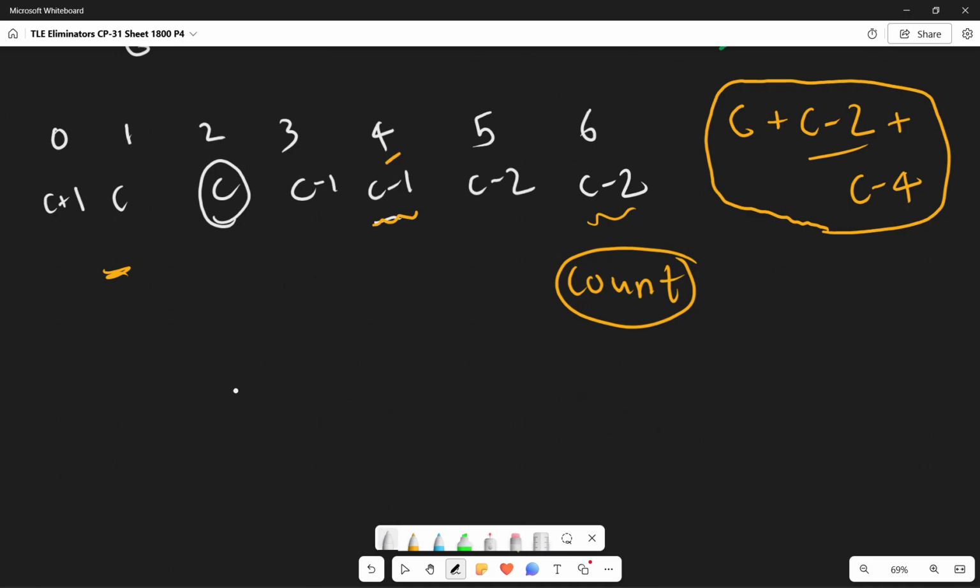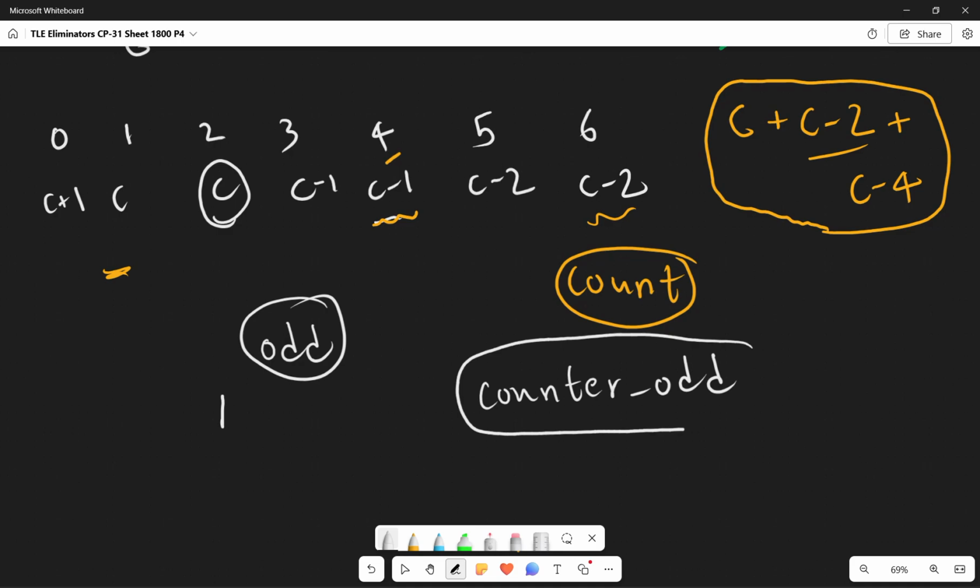And what I'll do is that I will iterate over every element of the set. If I encounter an odd element, I will keep the counter of odd, how many odd elements I have counted.